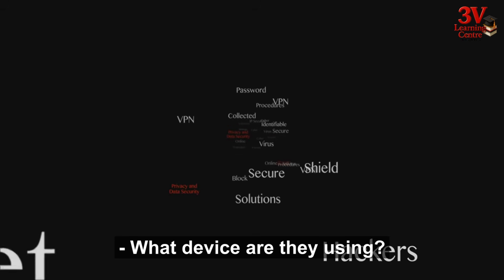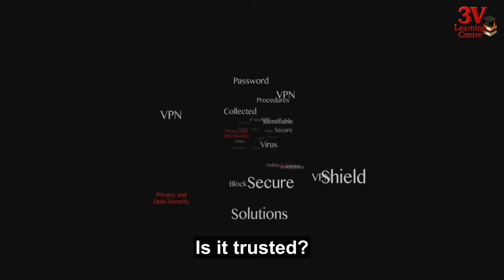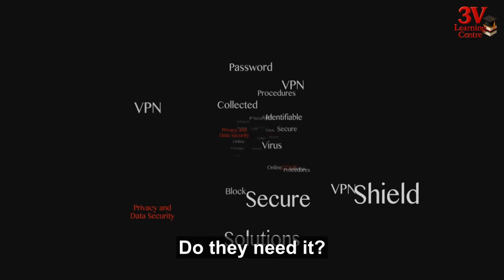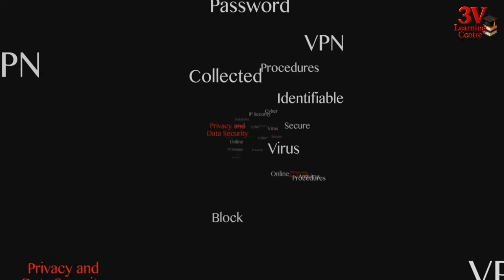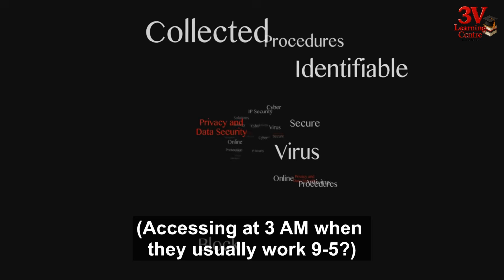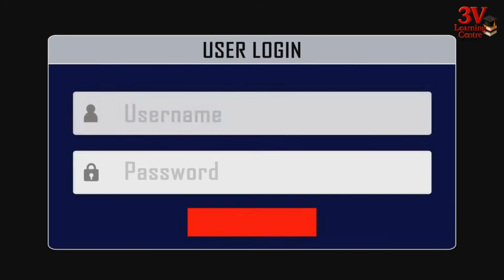Identity. What device are they using? Is it trusted? What are they trying to access? Do they need it? Where are they connecting from? Unusual location? What time is it? Accessing at 3 a.m. when they usually work 9 to 5?